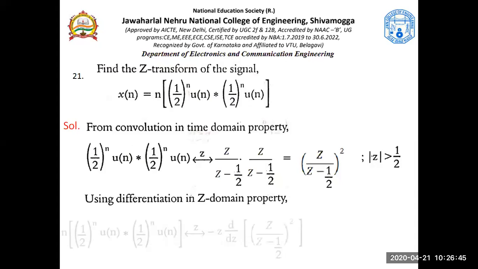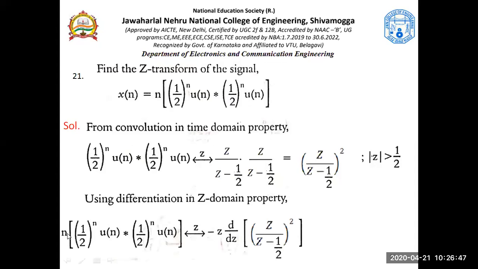So introduce n. The Z transform of n times x of n is minus Z d by dz of the Z transform of x, which you have obtained here. So if you differentiate this and multiply by minus Z, it would become this, and the region of convergence is this. So this is the final answer.